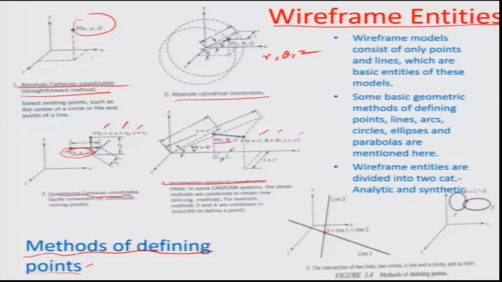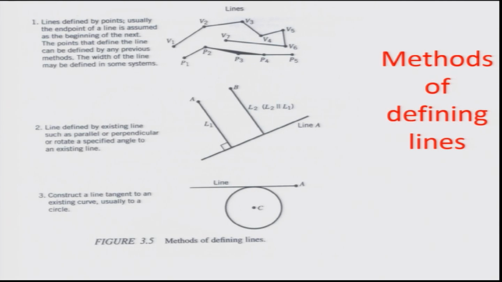There can be similar methodologies for other geometries. For example, there are methods of defining lines. Lines can be defined by points. Usually the end point of a line is assumed as the beginning of the next. The points that define the line can be defined by any of the previous methods. The width of the line may be defined in some systems. You can see the width, for example, defined here, or you can see a point to point mapping which represents different lines.